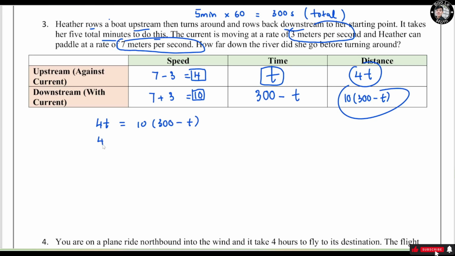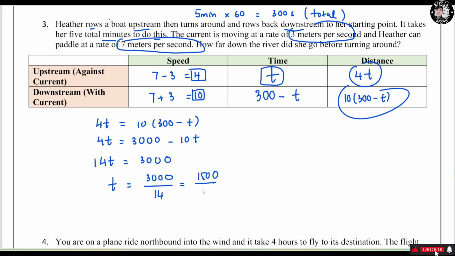Distribute this one, so we have 4t equals 3000. Add 10t to both sides, so we have 14t equals 3000. Divide both sides by 14, so we have t equals 3000 divided by 14. Divide the top and bottom by 2, so we have 1500 divided by 7.